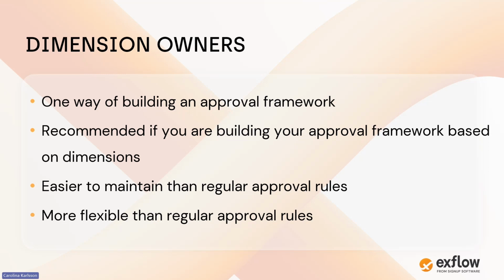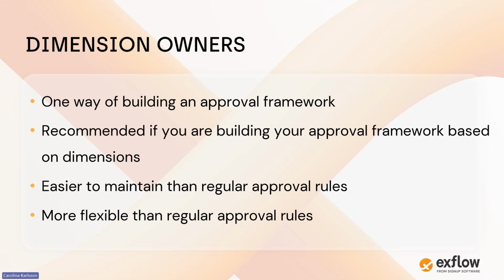So for example, let's say that you have 200 stores and 40 regions, and there should be one responsible person per store and one per region who approves. That means that you can have more than 1,000 approval rules if you would have to create one from each combination.